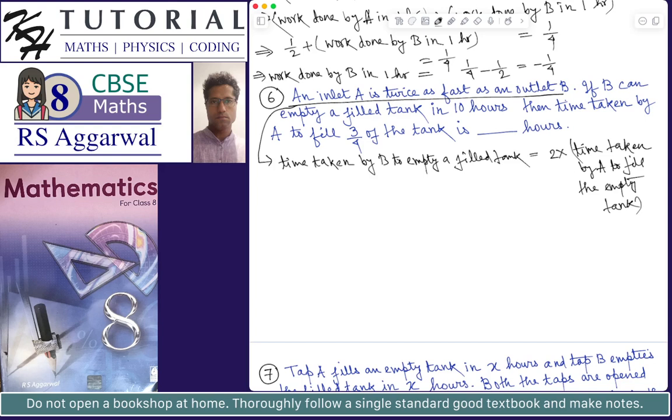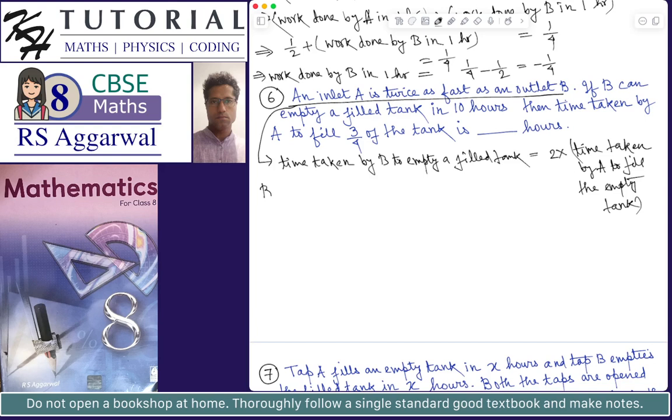So this is what it means when it says an inlet A is twice as fast as an outlet B. Definitely, A will take half the time as B to fill the empty tank. If X is the time taken by B to completely empty a tank, then X by 2 will be the time taken by A to completely fill an empty tank. Okay. So now it is given that B can empty a filled tank in 10 hours.